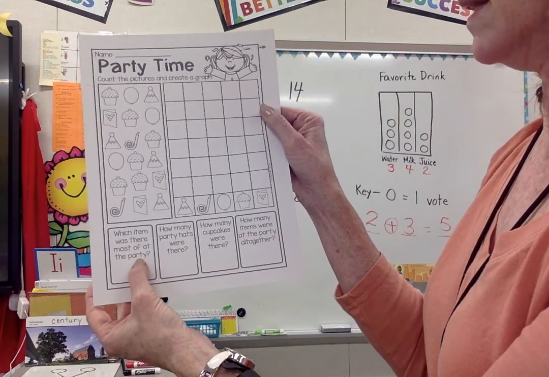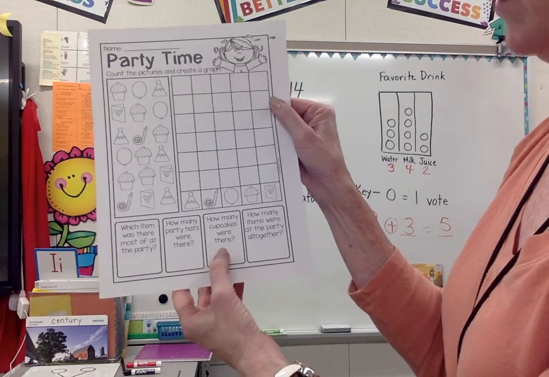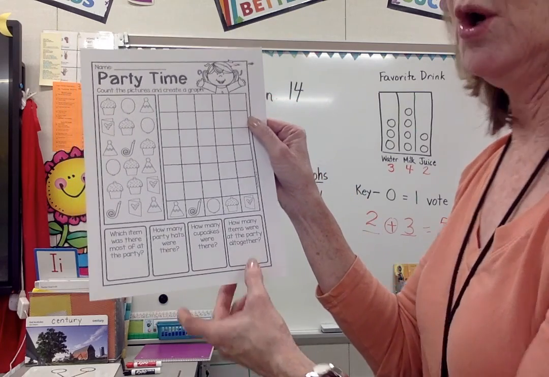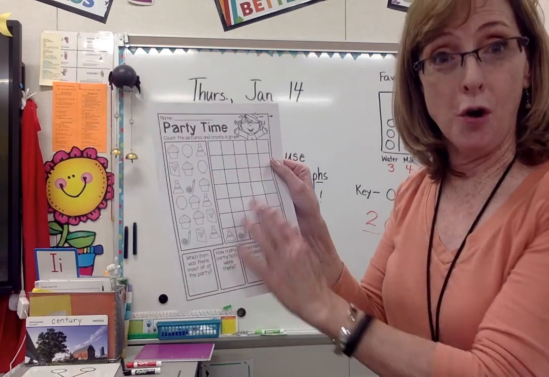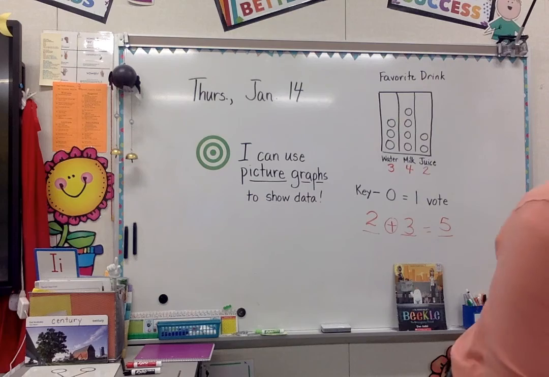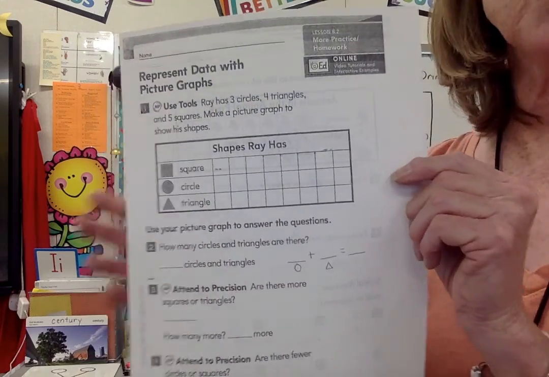Which item was there most of at the party? How many party hats were there? How many cupcakes were there? And how many items were at the party altogether? Ooh, that means I get to add all of them all together. I love this. This is so great. Super great. The other thing is, the other paper that we have is this one, and this is representing data.